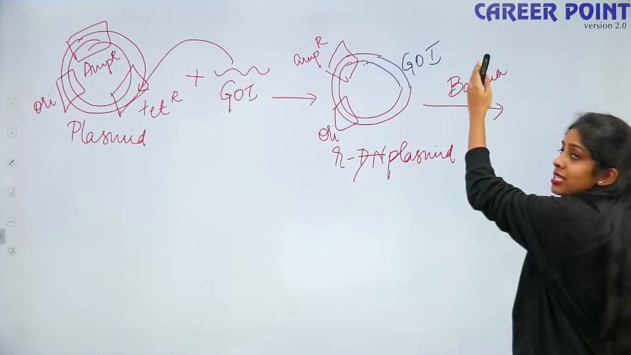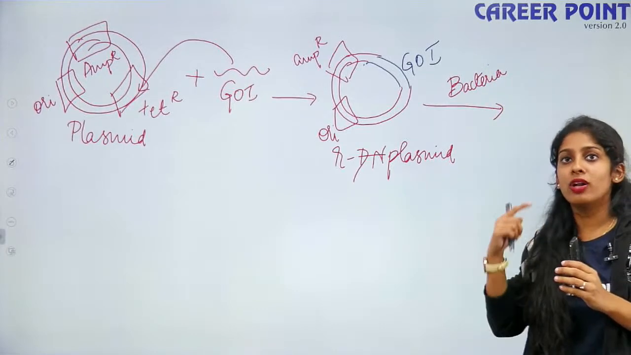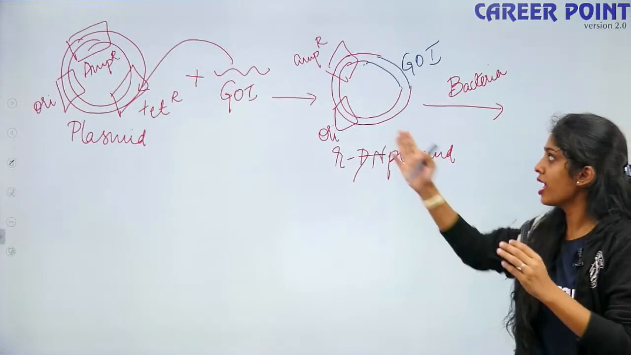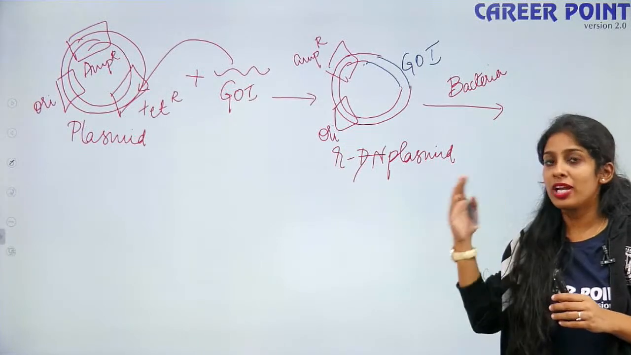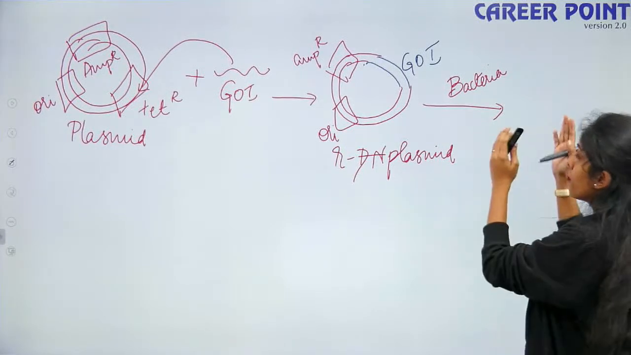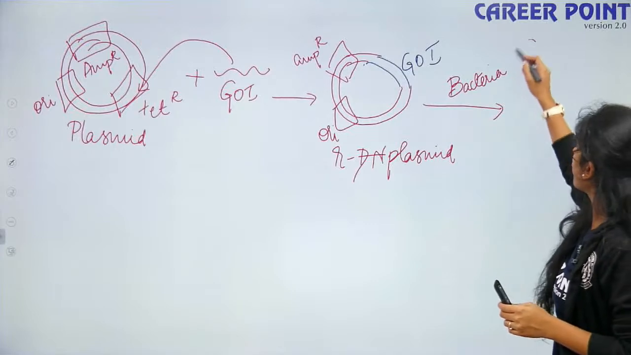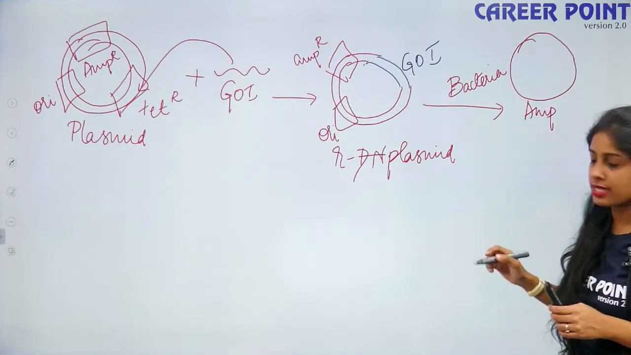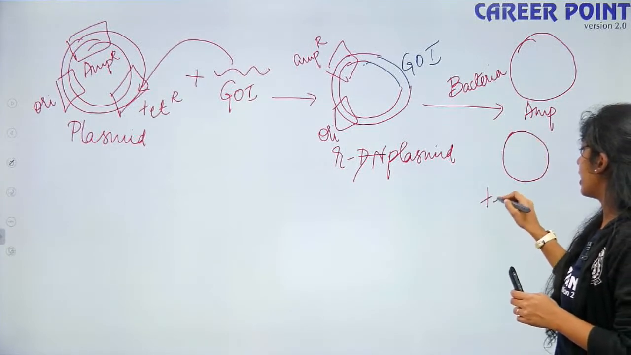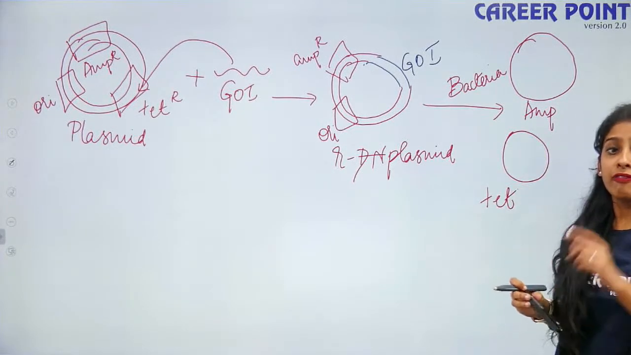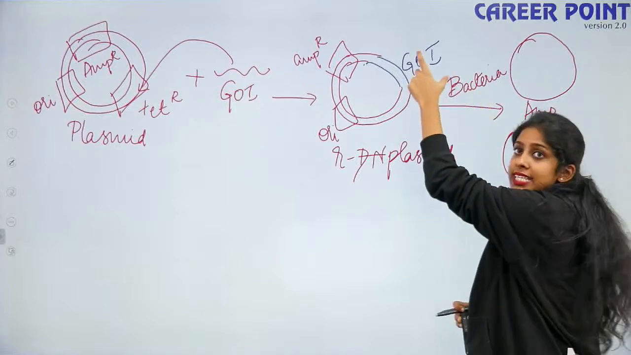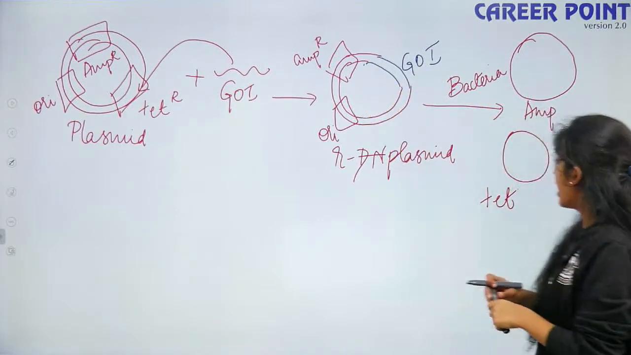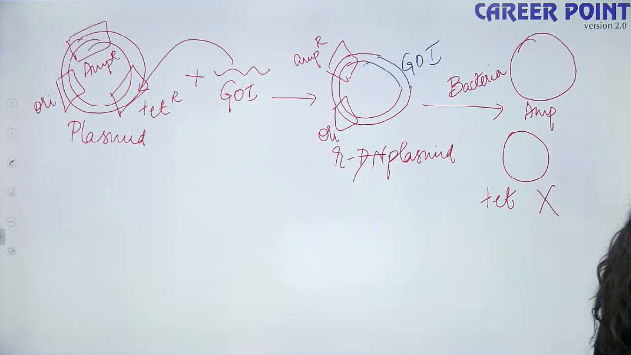So once you insert this inside a bacteria, your bacteria will replicate the plasmid. That is why it has an ORI sequence. Now once your bacteria has replicated, you will grow it in two mediums. One is a medium containing ampicillin and another is a medium containing tetracycline. If your gene of interest here has integrated properly, then your bacteria will not grow in tetracycline medium.